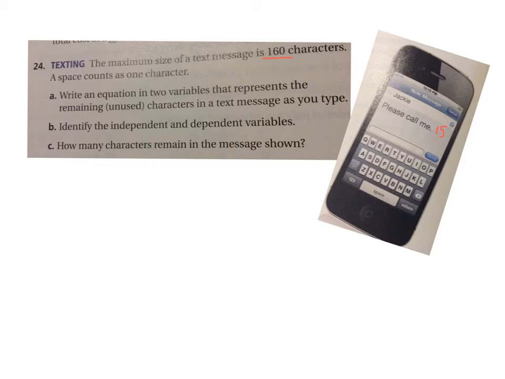The equation needs to represent the remaining or unused characters in your text message as you type. So I want to figure out how many characters remain. I'm going to use R to represent the number of characters that remain. And I'm going to say R, or the remaining number of characters, equals 160 minus the number of characters that I've used. I'm going to use U to stand for used. Notice I'm not going to use 15 yet because the first direction says write an equation in two variables. So instead of using 15, I'm going to use a variable U to represent how many characters I've used, because the directions say an equation in two variables. So I need two variables, R and U.